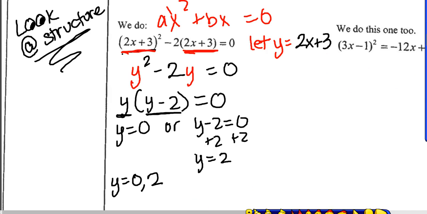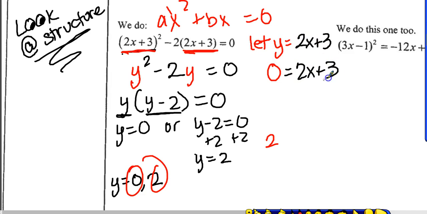So I'm going to go back over here. I'm going to take my two answers. I'm going to replace y with 0 and I'm going to replace y with 2. But I'm going to say that they're equal to the original binomial factor that we replaced it with. And we're going to solve for x now. So we would subtract 3.